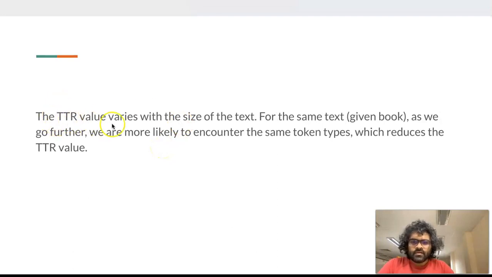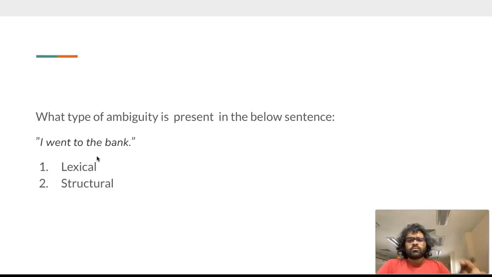So the TTR value varies with the size of the text, even for the same text. Given a book, as we go further, we are more likely to encounter the same token types, which reduces the TTR value. As we go further in any book or document, we are less likely to get a new word, and it will reduce the TTR value. So this is the justification. Okay, now go to this thing.